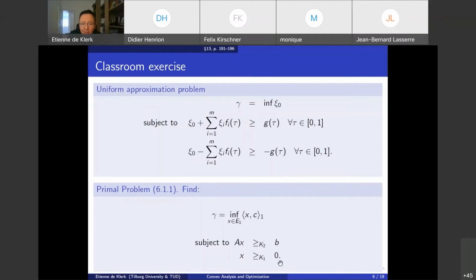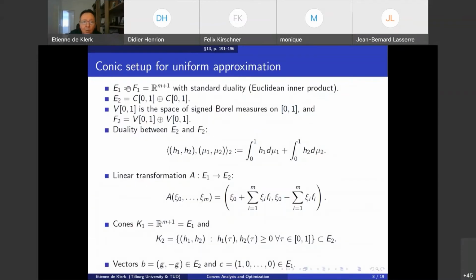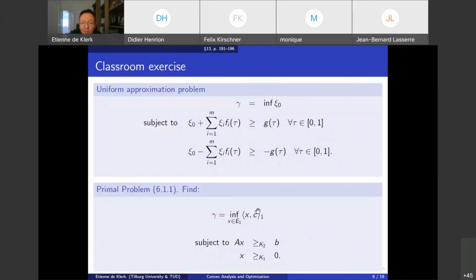If we compare these two things, the objective here is just psi 0, the first component of a vector, let's say vector x with components psi 0 up to psi m. To get the same objective here, we remember that the one duality was just the Euclidean inner product of C, which is the standard unit vector with the first component 1, and the psi vector. So indeed, this is correct. This is as it should be for the duality that we define.